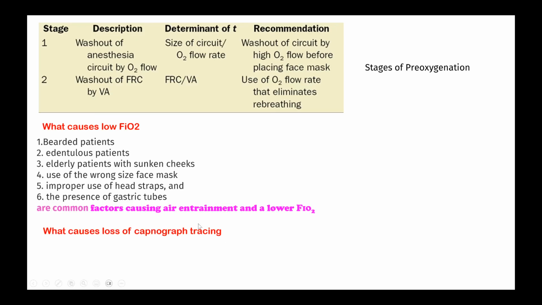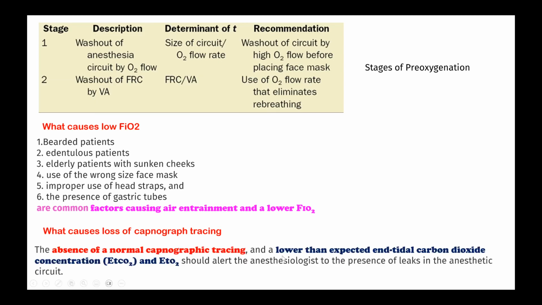And the causes of loss of capnographic tracing. Supposing you measure the EtCO2 right from the beginning of preoxygenation, what are the conditions where you will lose the capnographic tracing? Think of some conditions, right?